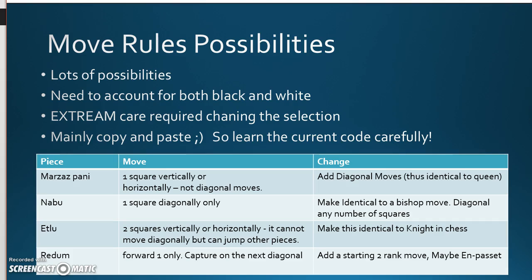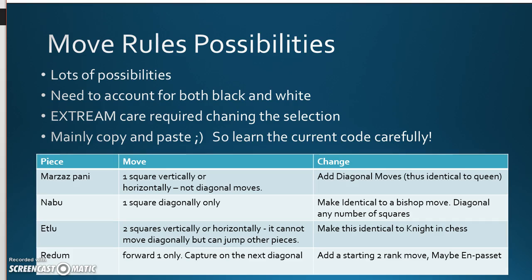So, making the queen able to move any number of moves, including diagonal. Making the Nabu identical to a knight, so 2 forward, 1 to the side, or 2 to the side, 1 forward, jumping over. Also, that's an L2, sorry. The Nabu being a bishop, able to move any number on the diagonal. The Redum, I don't think it's really likely, and the one I'm going to look at today is that it has the initial move of 2.